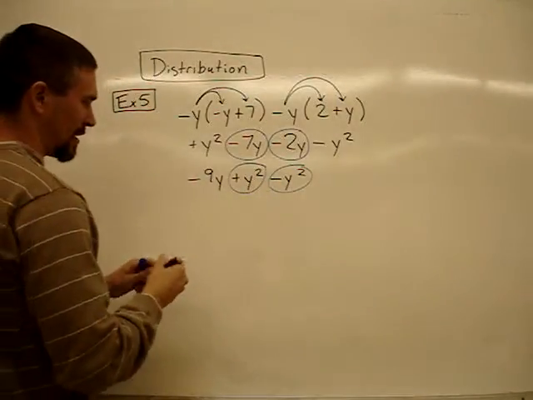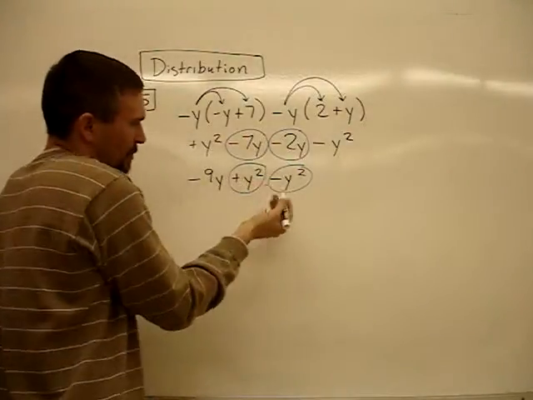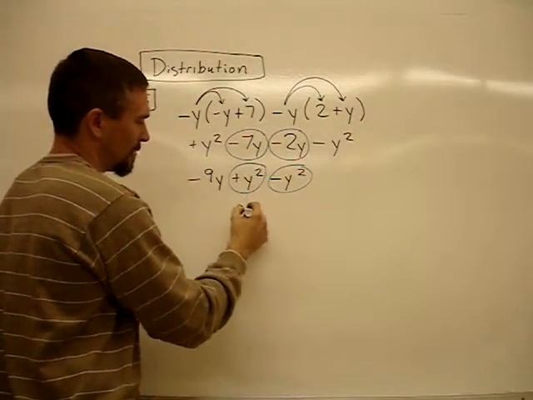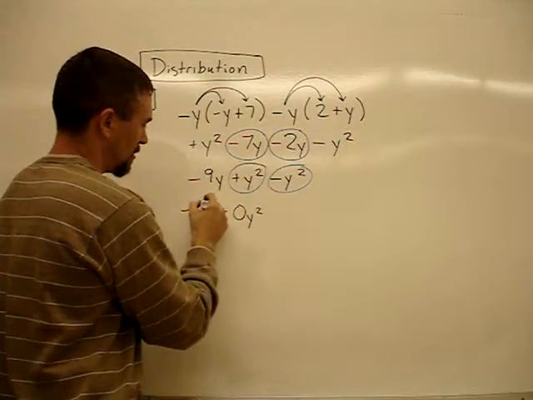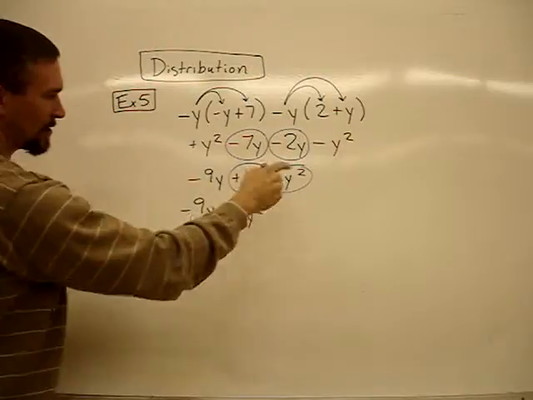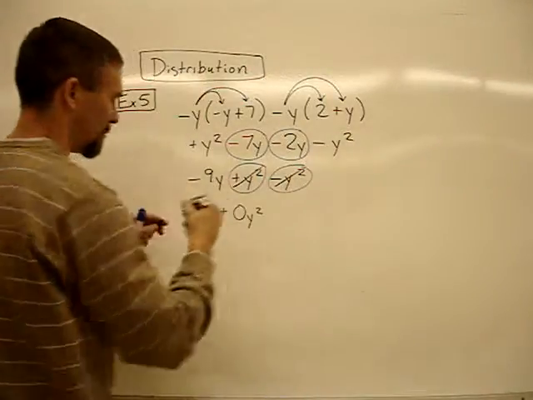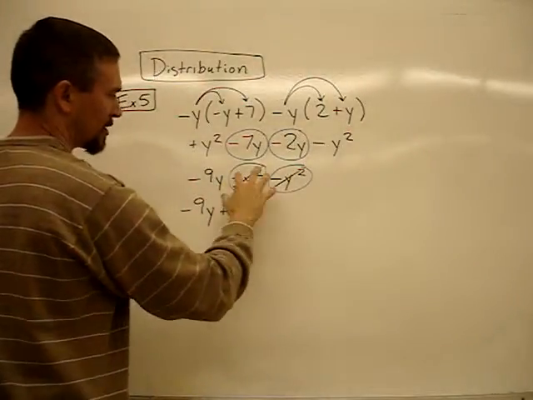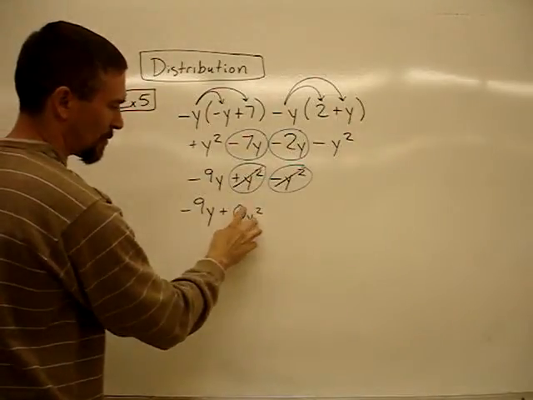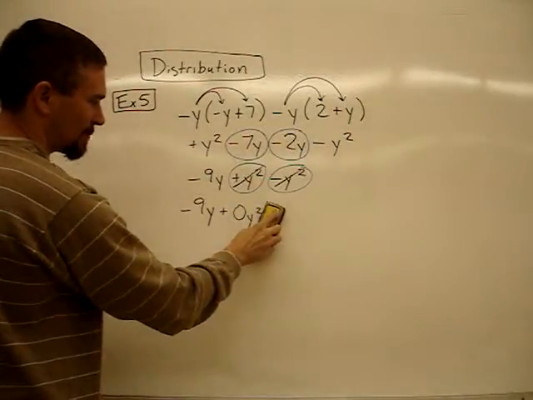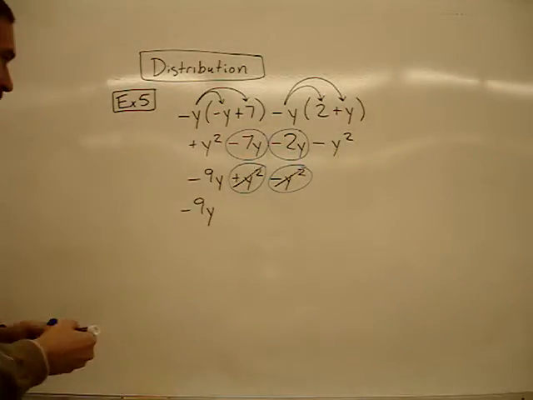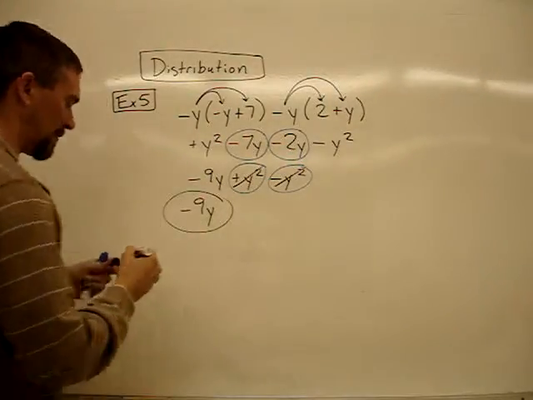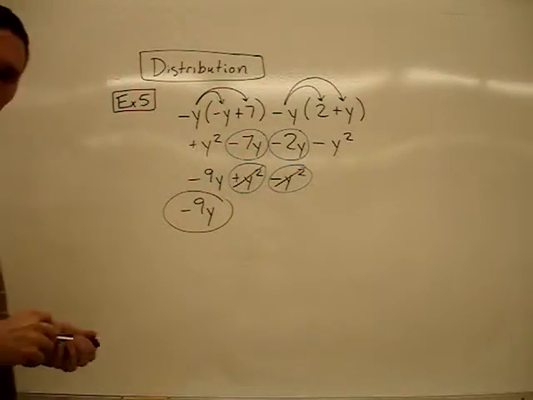And so they are basically going to end up being a 0 y squared, which we don't really have to write. But just to make sure that you see what's happening, why that can just be annihilated is because a plus 1 and a minus 1 make a 0, and anything times 0 is 0. So all that's going to basically become 0, and this would be our answer right here, negative 9y. So that's how we're doing this.